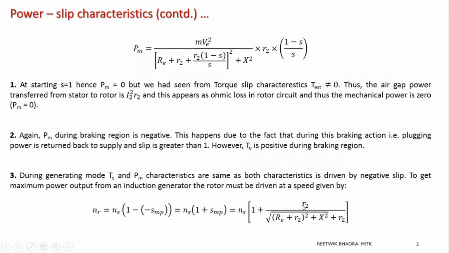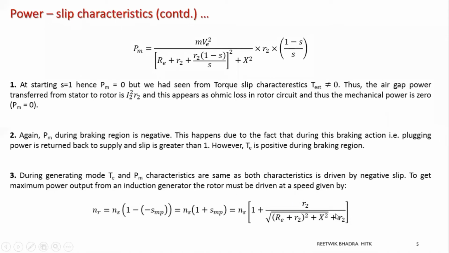So it can be told at what speed the maximum value of power occurs during the generating region. And during the motoring region, the slip is normal. So this is plus, this plus will be replaced by a minus sign. So NS into 1 minus this time.